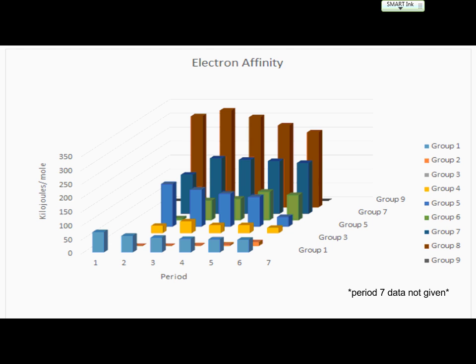This is how it starts, and we didn't do the transition metals. That's the gap right in the middle. But the noble gases would be this little bit. You can't see it because of how high these are, but actually the highest one shown by this graph would be chlorine.